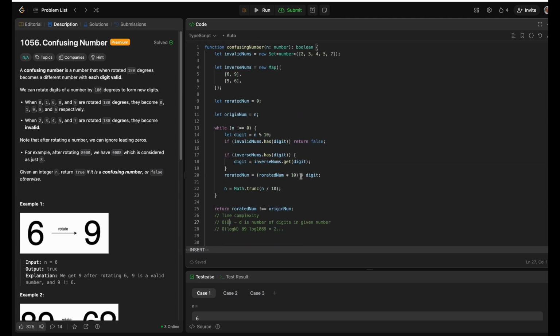So the space complexity is constant, we don't allocate anything growing here or here, so we might say this is O(1). And that's it. I think these two tricks will be a great tool for your next problems.